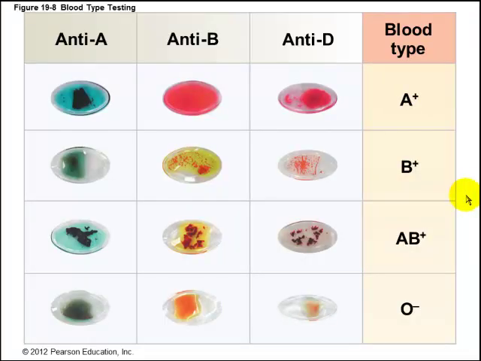So here you can see the blood testing that's done. If it agglutinates in anti-A but not anti-B, then it's A. If it agglutinates in anti-D, that's your Rh. That means it's positive. If it doesn't agglutinate in either one, that means it's negative. And obviously, if it agglutinates in all of them, that would be AB positive.